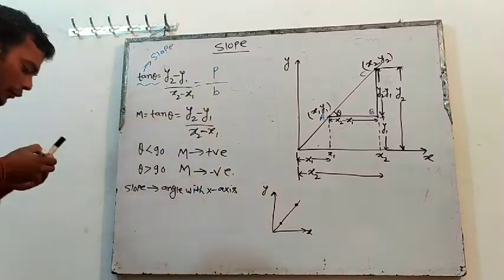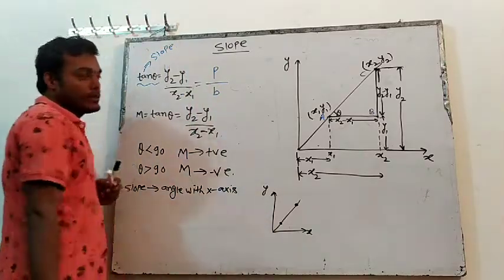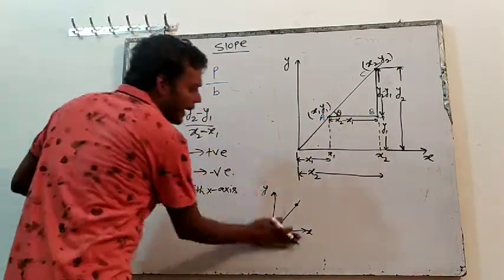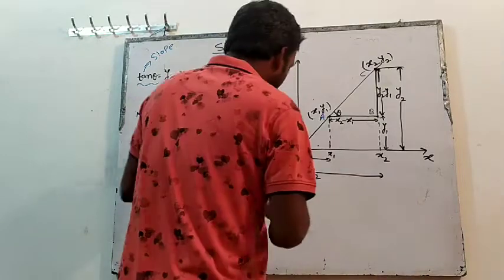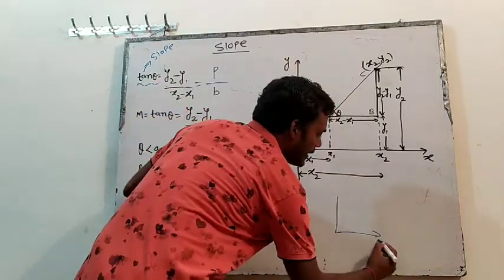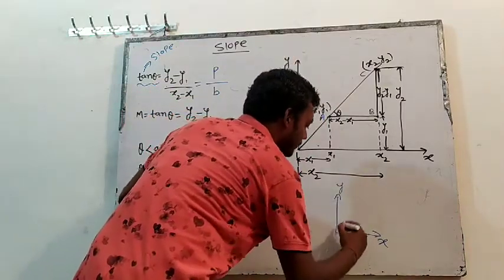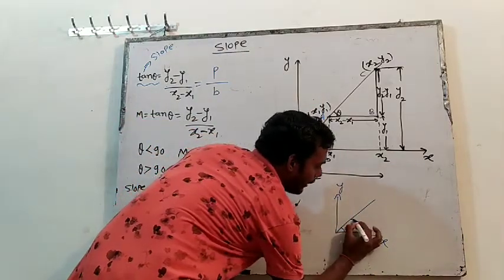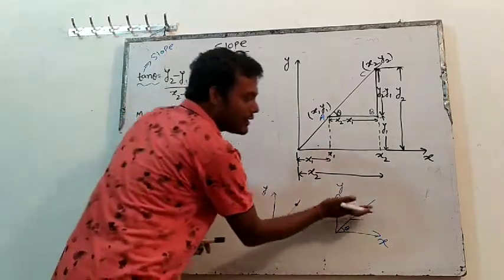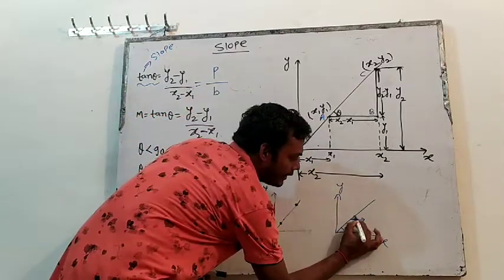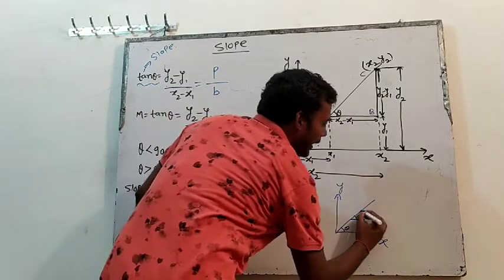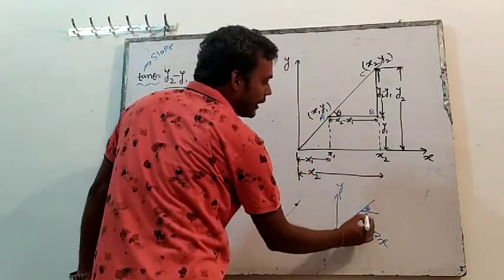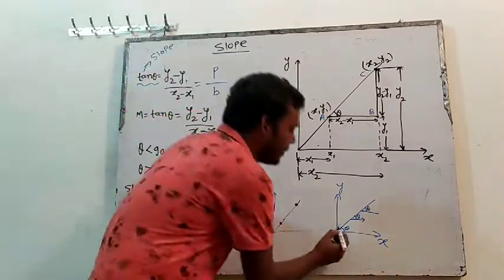And slope is actually the angle with the x-axis. How much angle is it forming with the x-axis? Suppose this is our x-axis and this is our y-axis. If this angle is theta, and I shift the x-axis here, this angle will also be theta if this is a straight line. So all the thetas will be the same, so the slope at each and every point is the same.